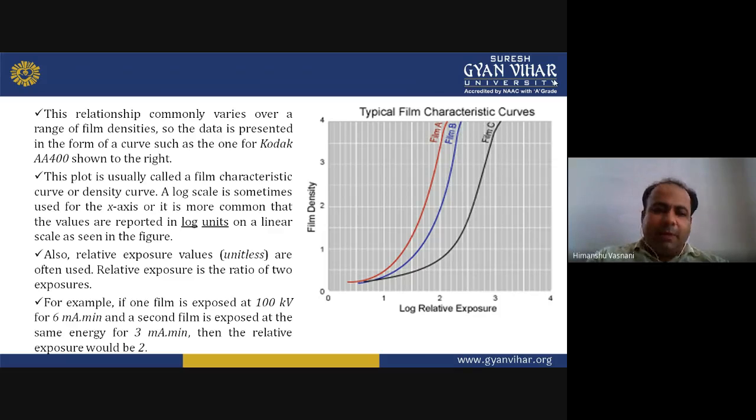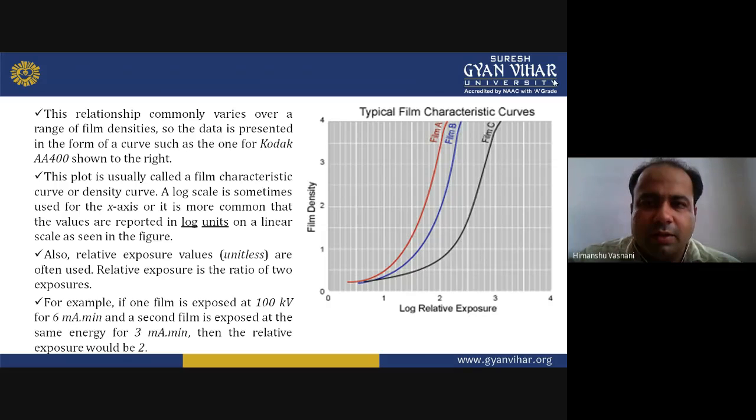For example, if one film is exposed at 100 kV for 6 mA per minute and a second film is exposed at the same energy for 3 mA per minute, then the relative exposure is the ratio of these two exposures. So 6 upon 3 is equal to 2.